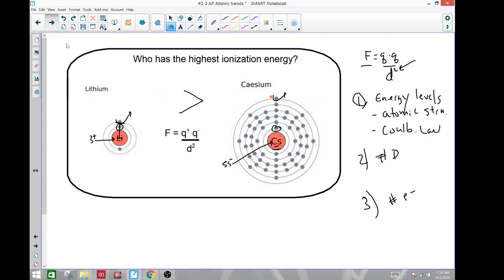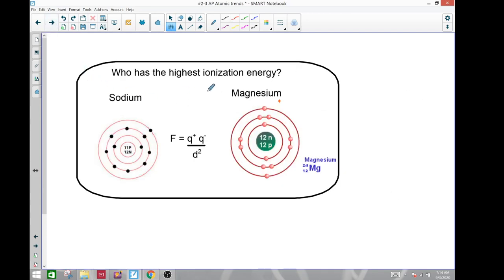All right, next one. Who has the highest ionization energy? Now we're looking at sodium versus magnesium. Now again, you'll find that they have the same number of energy levels. So we got 1, 2, 3 energy levels. 1, 2, 3 energy levels. So no, our first energy level rule is out. Can't use that.